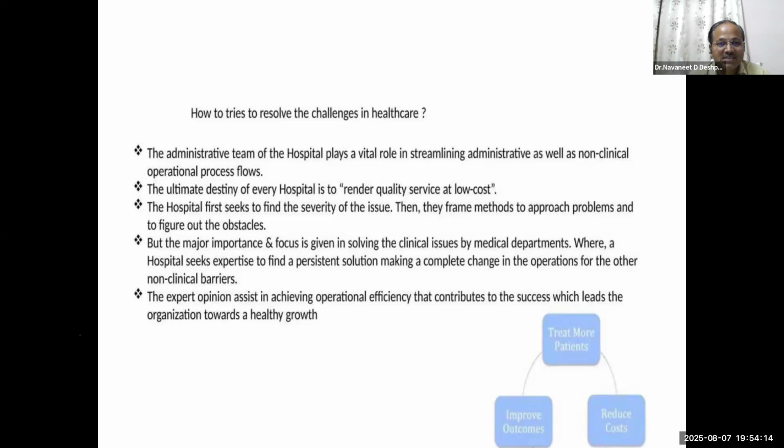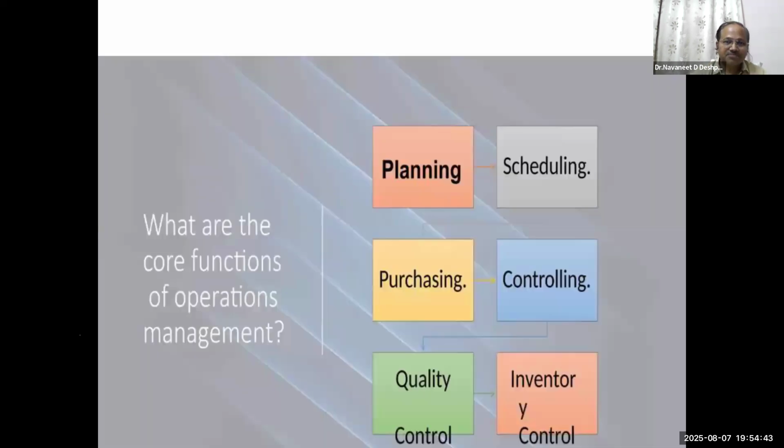Then the expert opinion assists in achieving operational efficiency in maintaining these two things. Okay, because in between there should not be any disconnect between the two. So operational efficiency will assure that you treat more patients, you reduce the cost, you improve the outcomes. So this is the bottom line of every hospital. Treat the patients in a better way, improve the outcomes for better satisfaction, and reduce the cost. These are the triple bottom line for any hospital in healthcare.